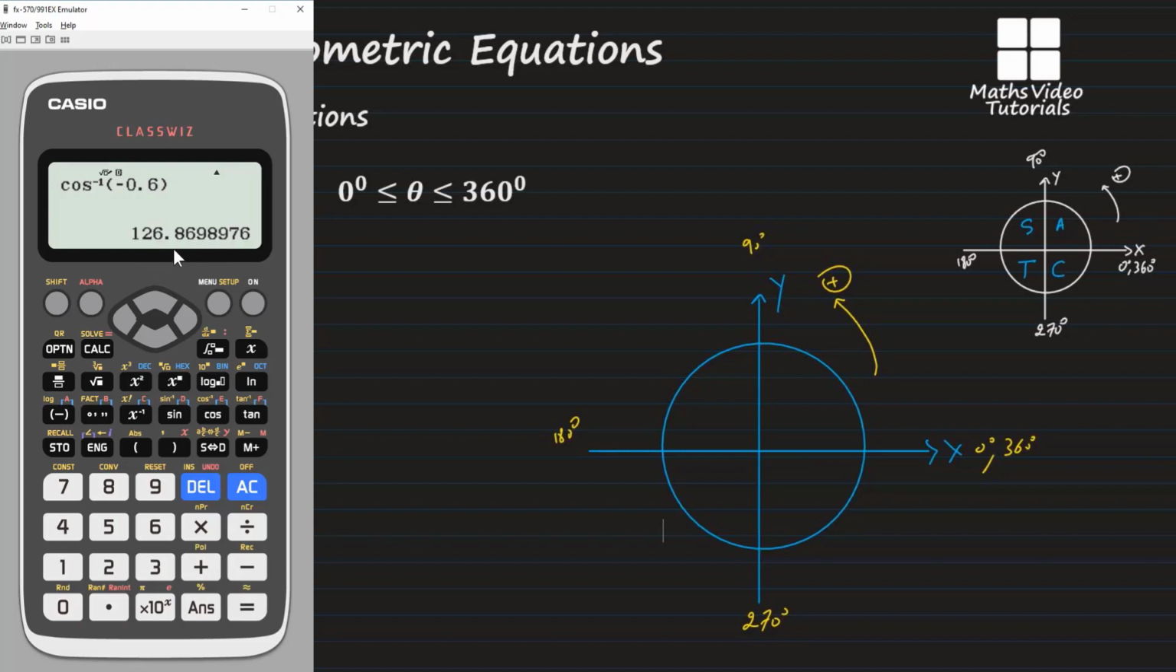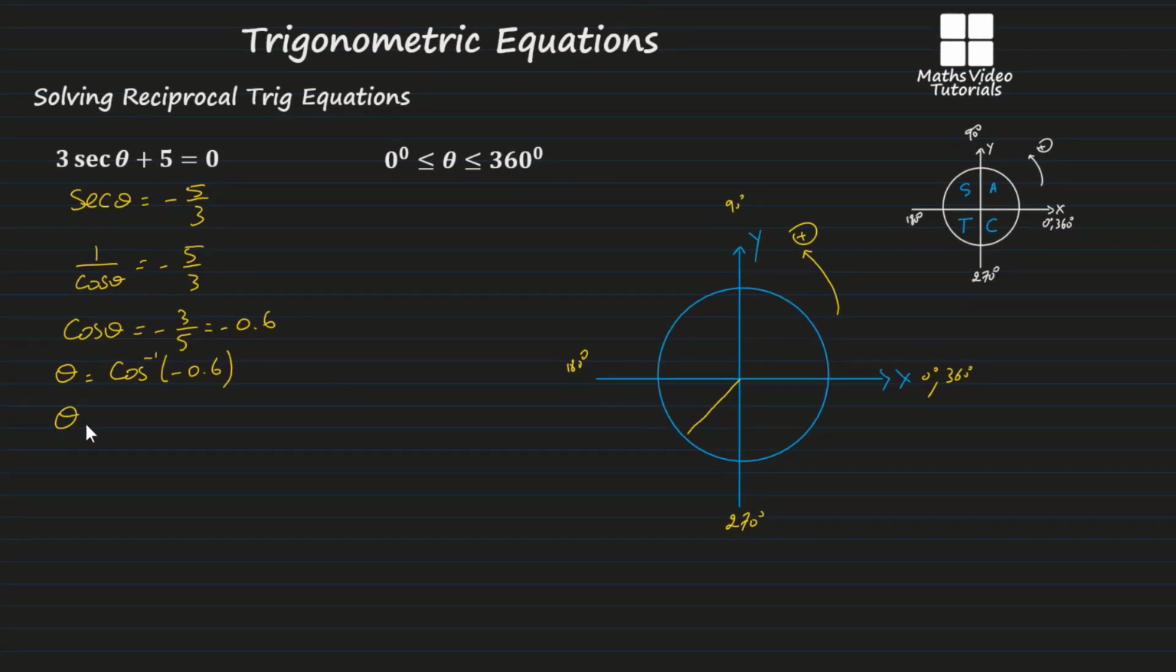126.869. We need to round it to a certain degree of accuracy. I'm going to round it to 1 decimal place, so my answer will be 126.9 degrees to 1 decimal place. So angle theta is going to be equal roughly to 126.9 degrees to 1 decimal place. And the angle theta is going to be, of course, this one here.